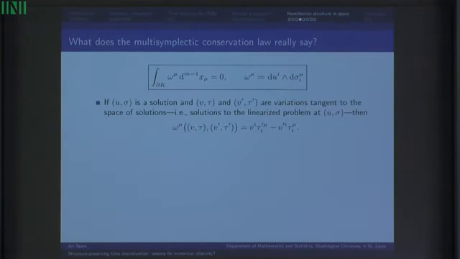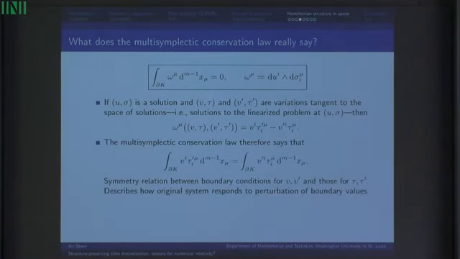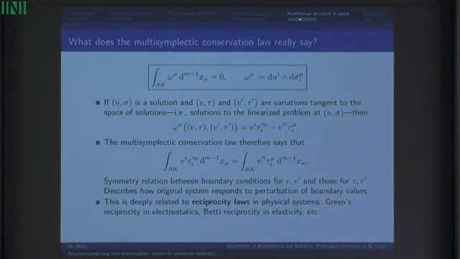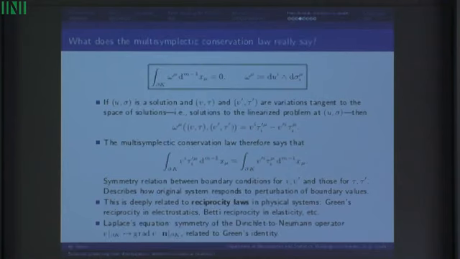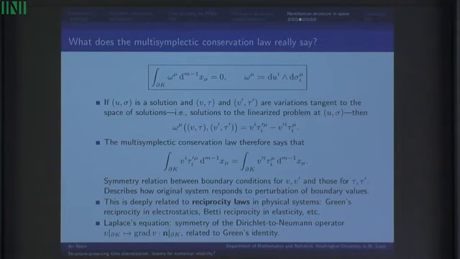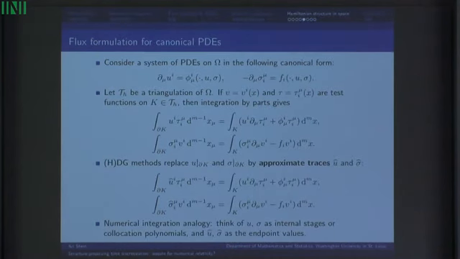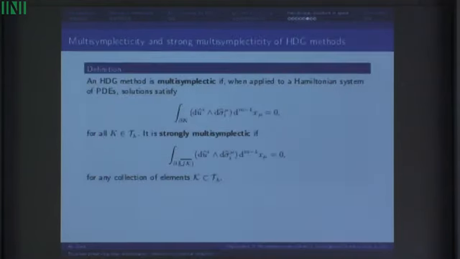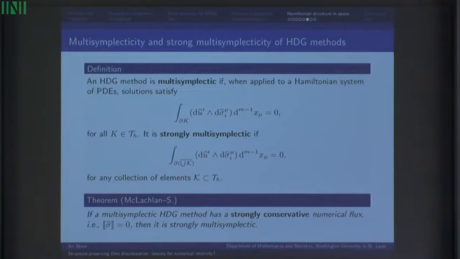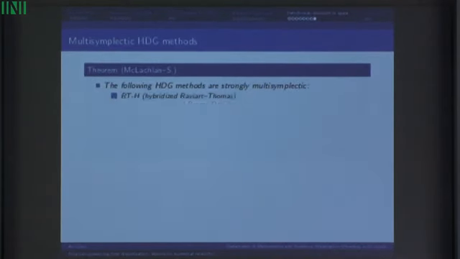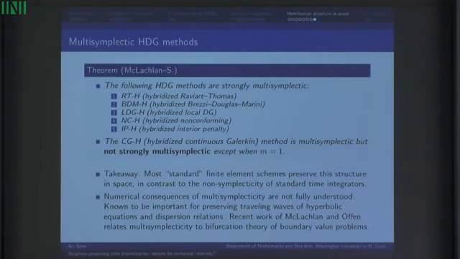And what does this multi-symplectic conservation law really say? Well, it says something about a symmetry between perturbations to the u's and perturbations to the sigmas. This is related to reciprocity laws in physical systems, including elasticity and electrostatics. It's related to symmetry of the Dirichlet-Neumann operator for Laplace's equation. We can write this in a flux formulation with approximate trace and flux, and apply HDG methods. And these results of myself and McLaughlin basically characterize multi-symplectic HDG methods and show that, in fact, most of the well-known HDG methods are multi-symplectic.